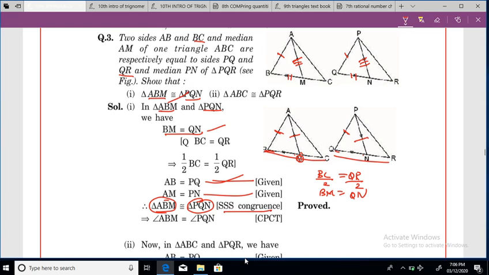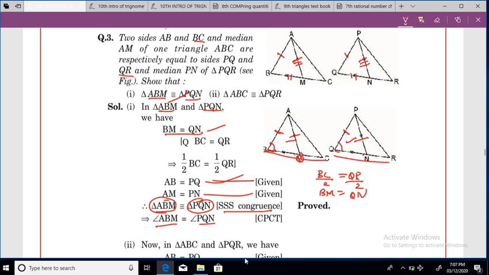So by the SSS congruency rule, we say that ABM and PQN are congruent. If these two triangles are congruent, it means all three sides of this triangle are equal to all three sides of that triangle, and all three angles of this triangle are equal to all three angles of that triangle.